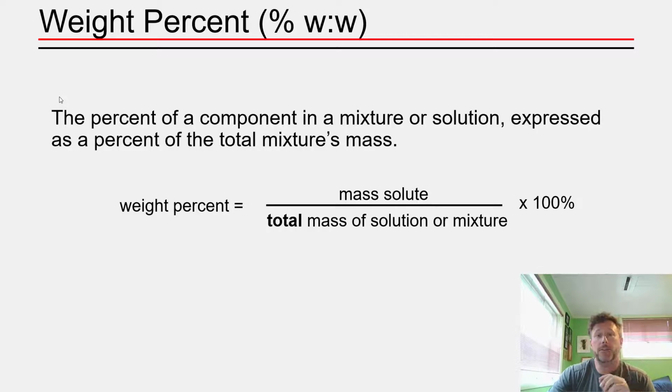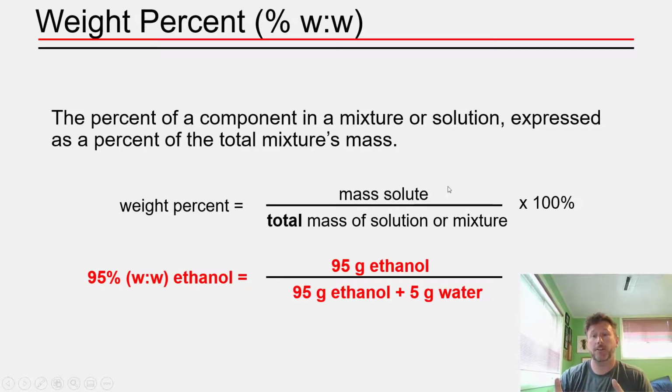Weight percent as a measure of concentration simply ratios the mass of the solute to the total mass of the solution. And then you multiply by 100% to make it a percent. So if you're talking about a weight percent, and you see that something is 5% by weight ethanol, that would mean that there are 5 grams of ethanol for every 100 grams of solution. So your weight percent is always mass of solute divided by the total mass of the solution.